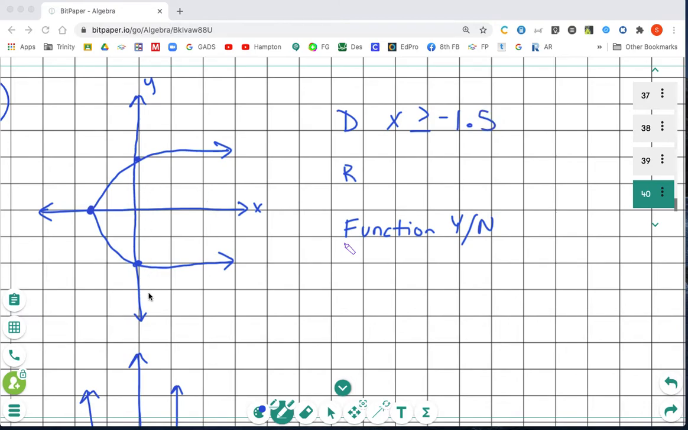For the range, I'm looking at how far up and down the y-axis it goes. And so these arrows are going to continue. And so my range is going to be all reals.